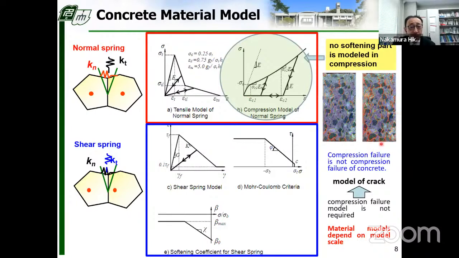Compression failure is not a compression failure of concrete. It is accumulation of tensile and shear failure. If we model cracks directly at aggregate size, a compression failure model is not required. The material model depends on the modeling scale.